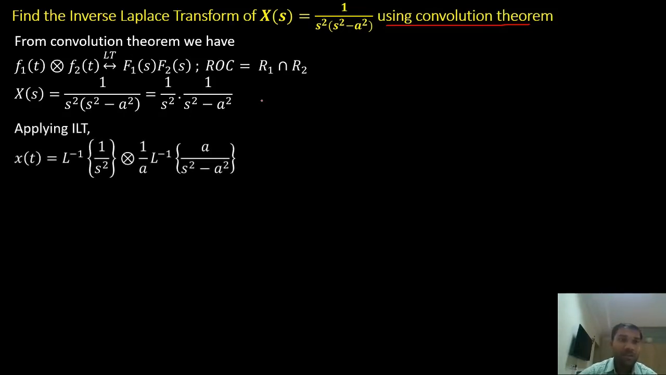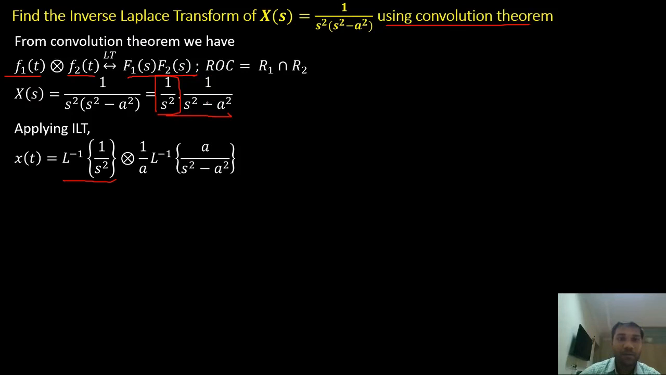So if I apply inverse Laplace transform on both sides, I'll get x of t is Laplace inverse of 1 by s square, right? What is this? It is nothing but multiplication in s domain. Now, what is the inverse Laplace of this? This is f1 of t convolved with f2 of t. What is f1 of t? F1 of t is Laplace inverse of f1 of s. This is my f1 of s. That is convolved with f2 of t.